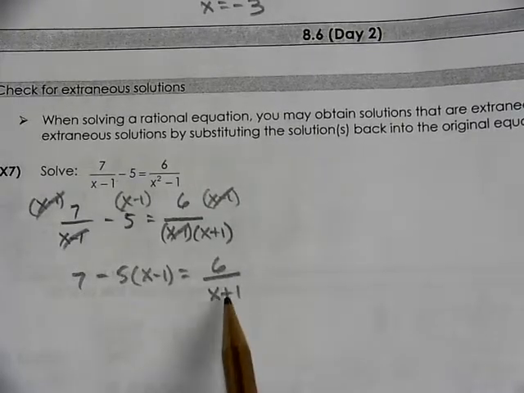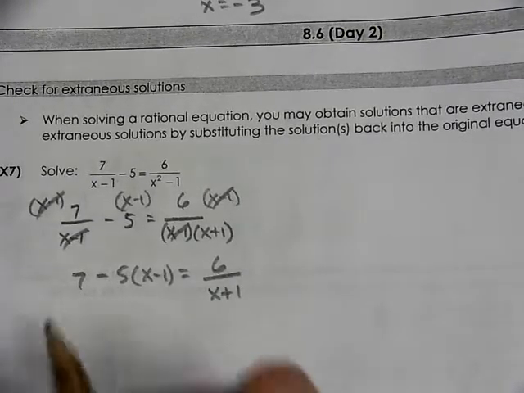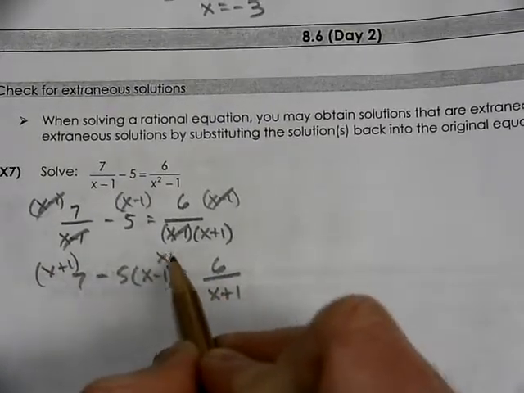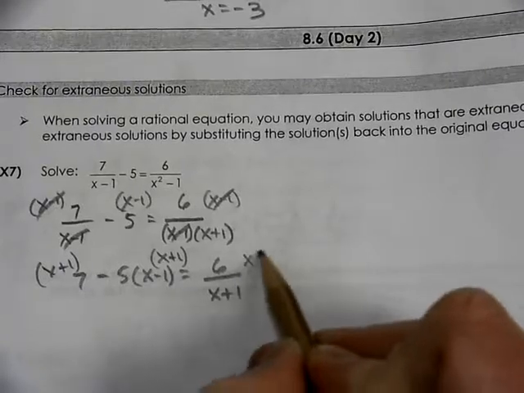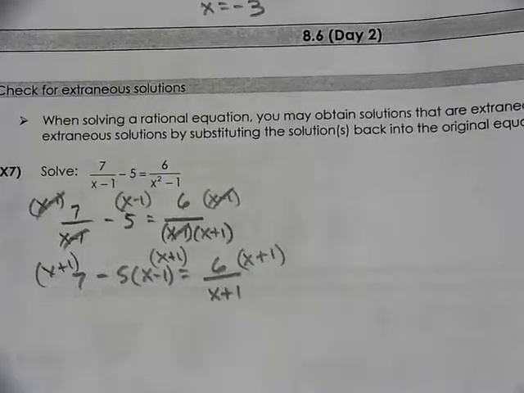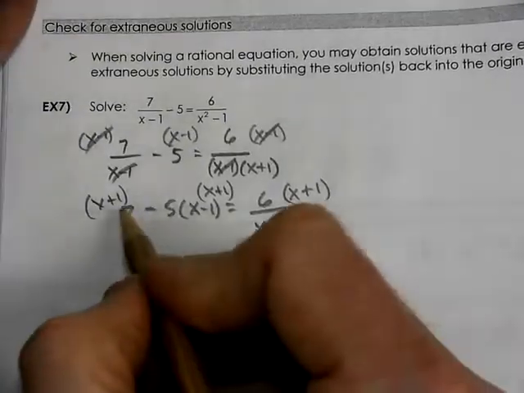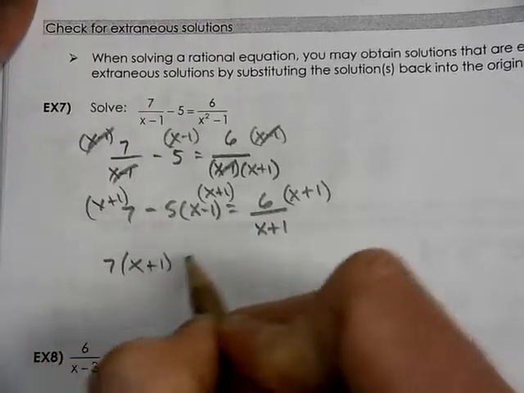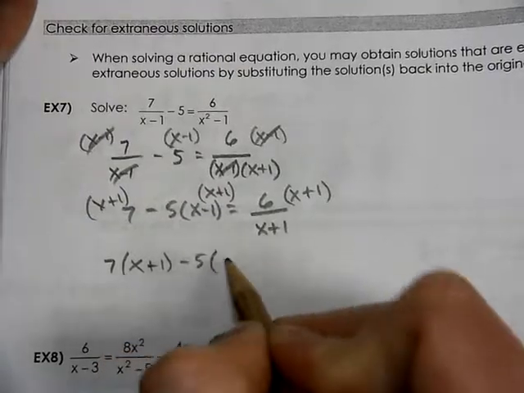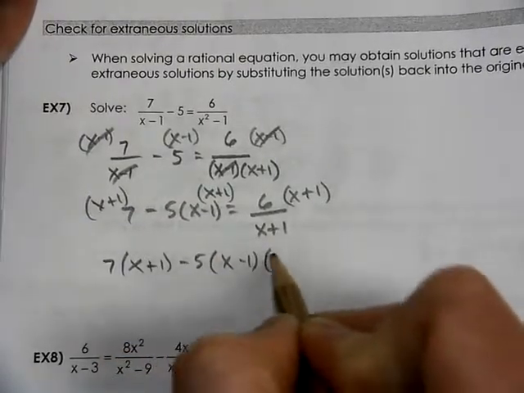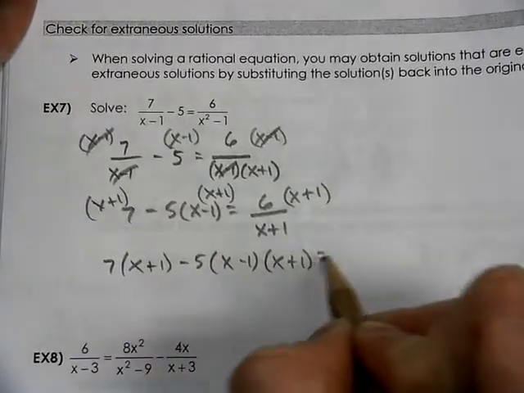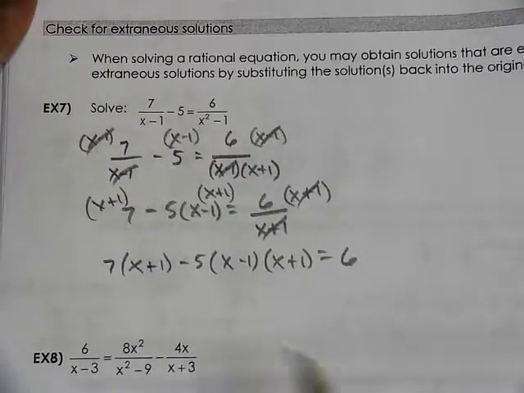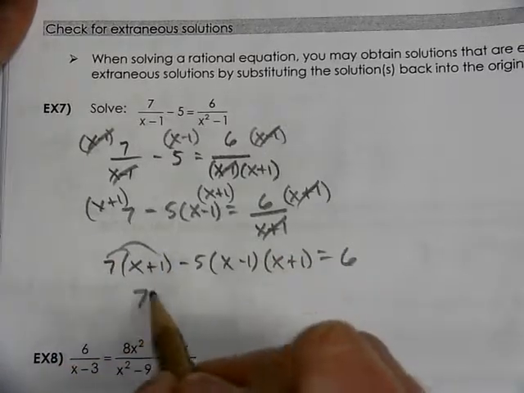Now we're going to come through and multiply by the next denominator. x plus 1, x plus 1, and x plus 1. Nothing crosses out, so you get 7 times x plus 1 minus 5 times x minus 1, x plus 1. And over here, those cross out, so you're left with 6. Now we got to start cleaning this up.